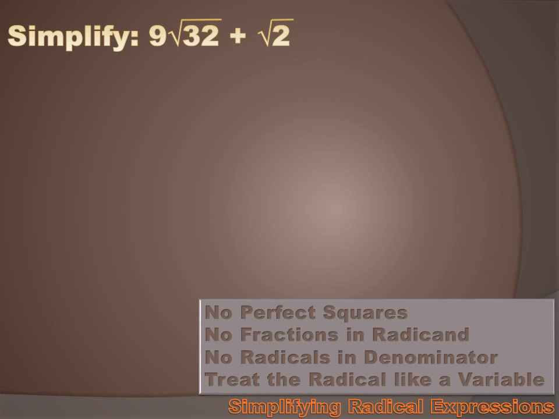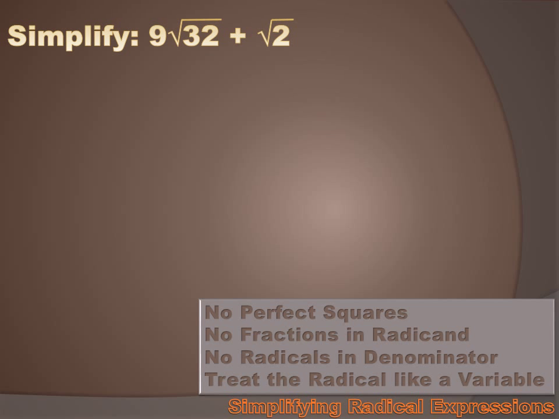Well, I don't see any perfect squares. I don't see any fractions in a radicand. I don't see any radicals in a denominator, and I really can't add those two because I don't have a like term. I've got a square root of 32 and a square root of 2. So what? Am I lost or am I done?